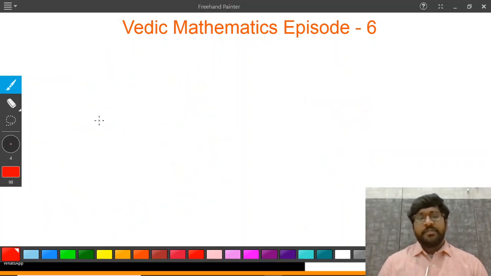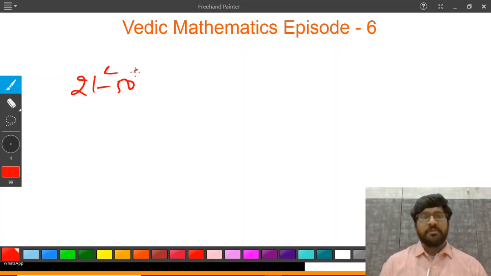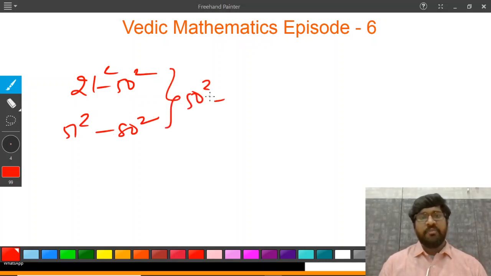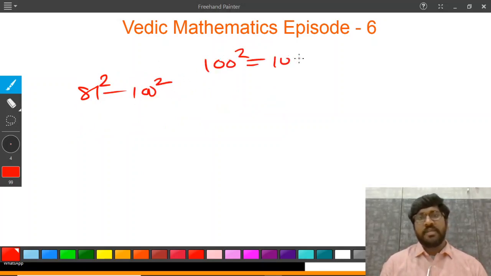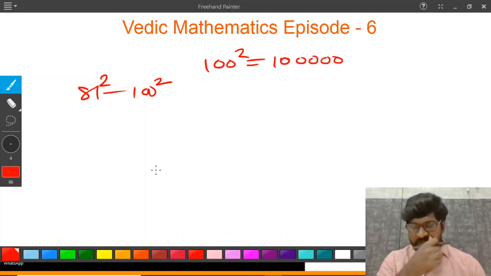So like this, you can find the squares from 21 to 50, which are less than 50, and 51 to 80, which are more than 50. So for both, we'll take 50 square, 2500, as reference. To find the squares of numbers from 81 to 100, we'll take 100 square, that is 10,000, as reference.